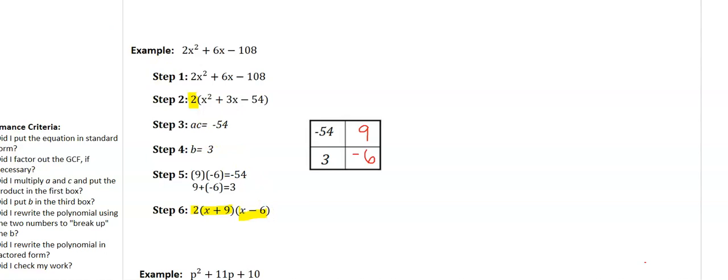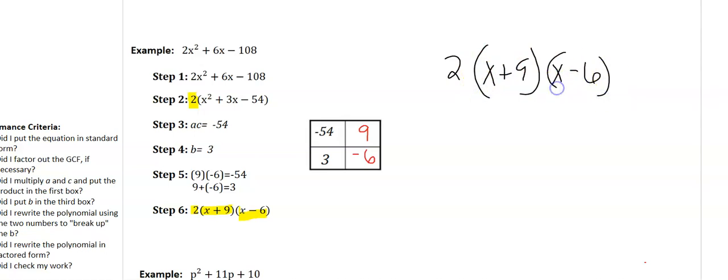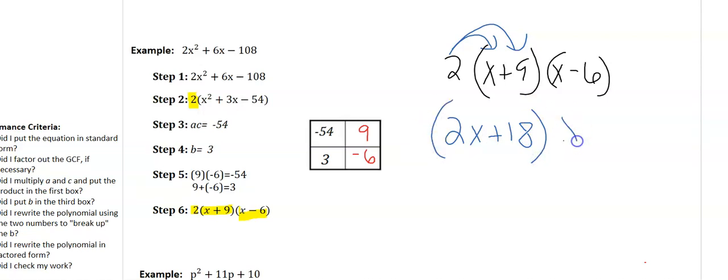And we can go ahead and double check to make sure that this is correct. So we have 2, then we have x plus 9 in parentheses and x minus 6 in parentheses. First, I'm going to distribute that 2 through. So I'd have 2x, because 2 times x is 2x, and then I have 2 times 9, which is a positive 18. And now this new quantity is still getting multiplied by x minus 6. So I know I can distribute.